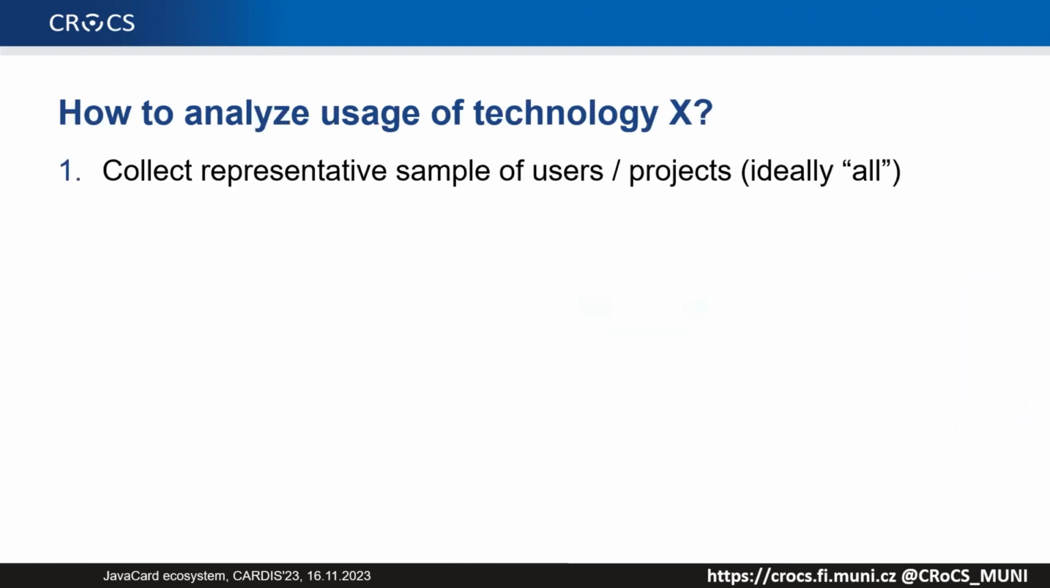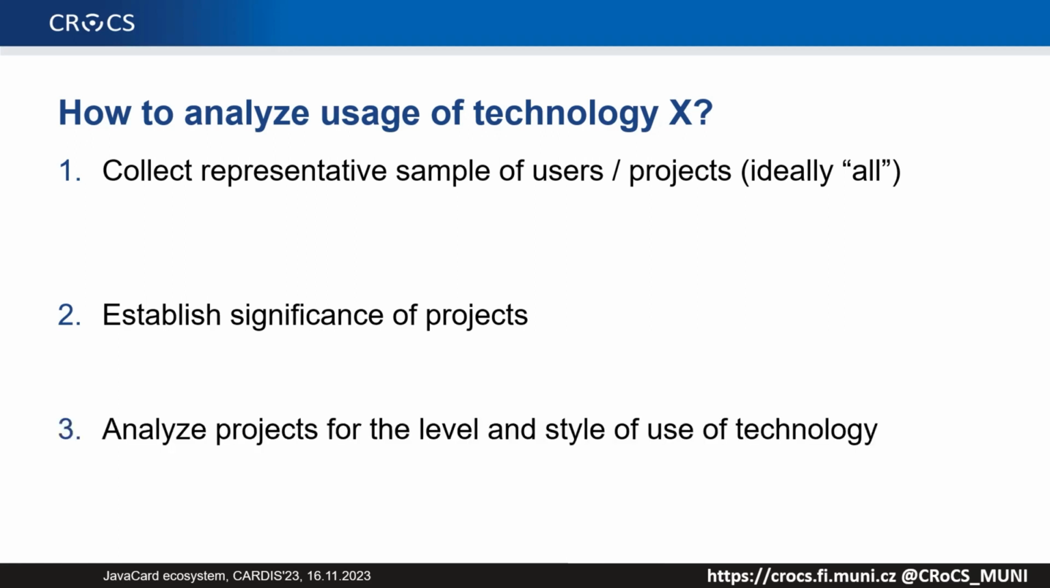If you would like to analyze some technology, what is the usage? So you are basically doing three things. You need to have a representative sample of users' projects, ideally all of them. Then you need to somehow say what is garbage, what is just some plaything, and what is an important project. And then you analyze these projects for what they are actually using. In our case, it would be what algorithms they are using.